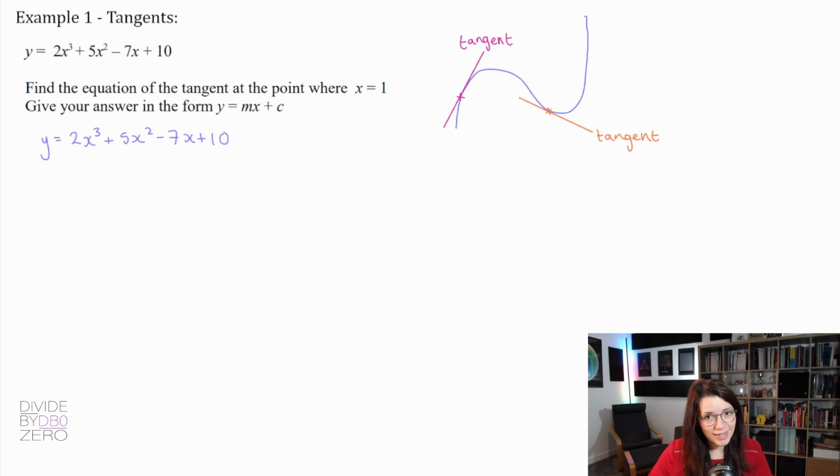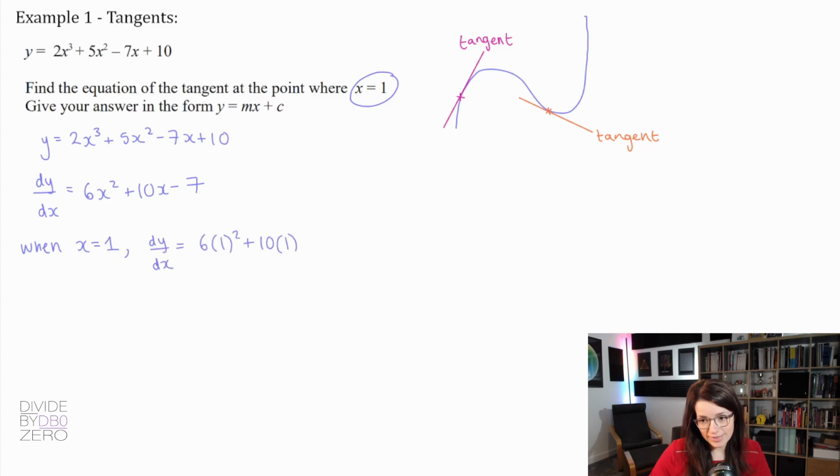Because the gradient of the tangent is the same as the gradient of the curve at that point, all we need to do is differentiate the curve equation. So dy/dx would be 6x squared plus 10x minus 7. Then we're going to find the gradient when x is equal to 1 specifically. So when x equals 1, let's find out what dy/dx is. Sub that into your calculator and you get 9. This is the gradient of the curve and the tangent at that point.